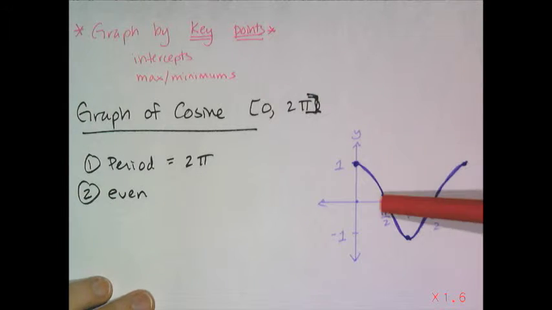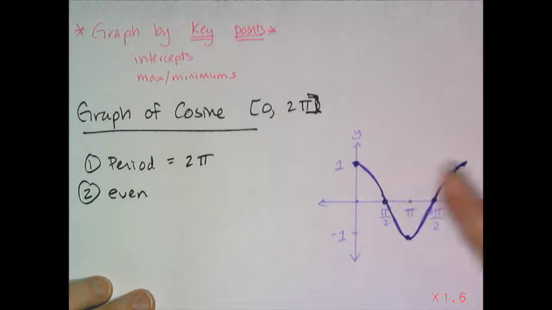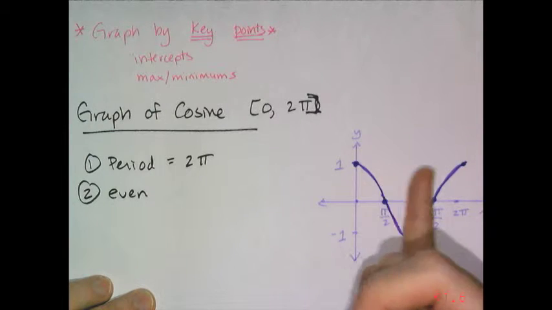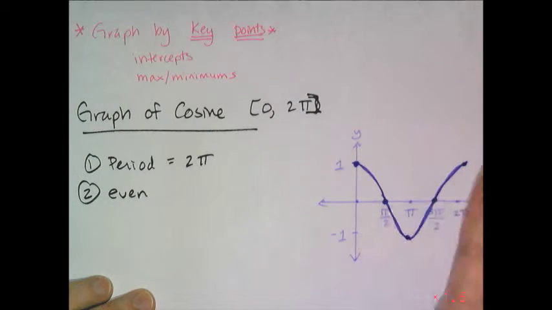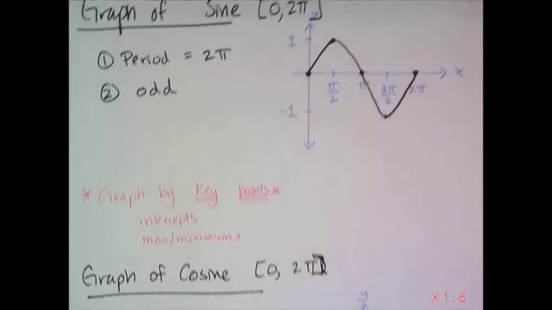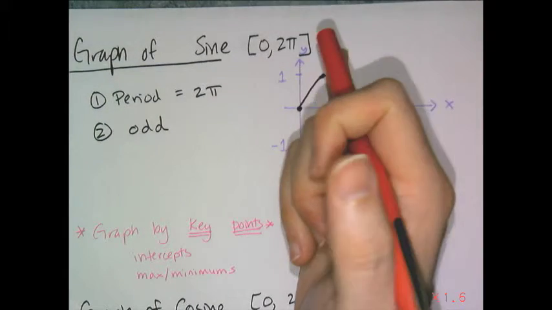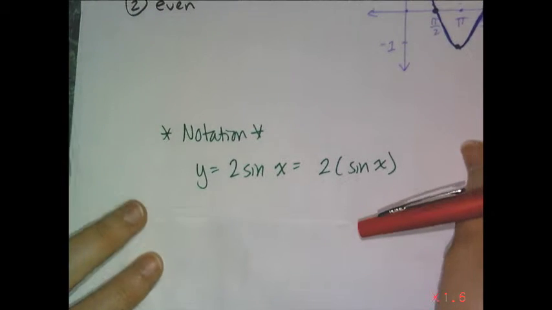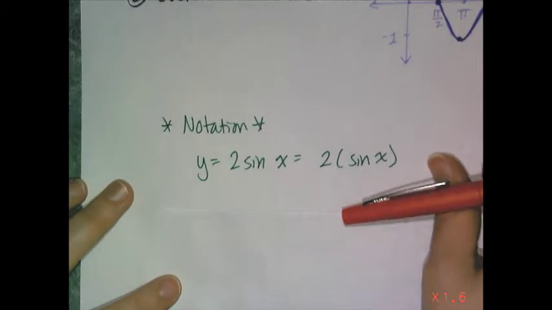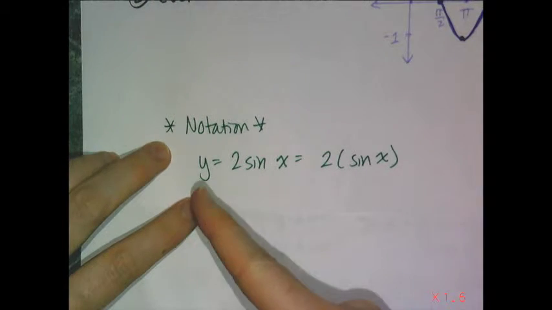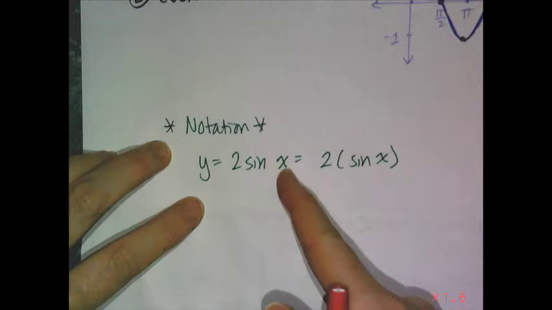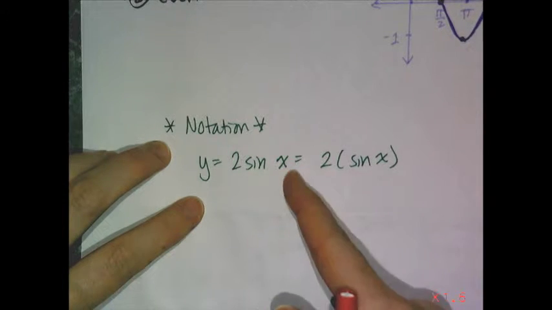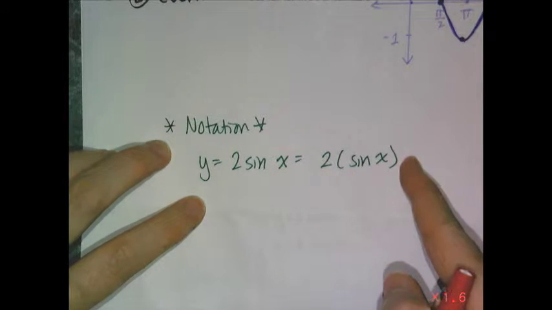Now, the primary difference between a standard sine and cosine, of course, is the fact that they're even and odd. And actually, if you just imagine me shifting this function pi over 2 in this direction, it's going to look just like sine. And if I shift this function pi over 2 in this direction, it's going to look just like cosine. Another little thing about notation with trig functions, if you see y equals 2 sine x, that's exactly the same thing as 2 times the sine of x.